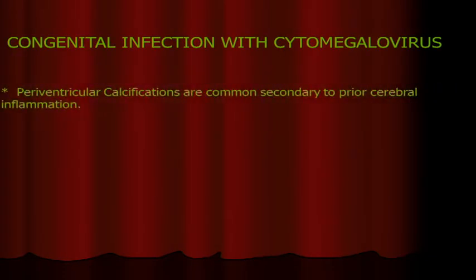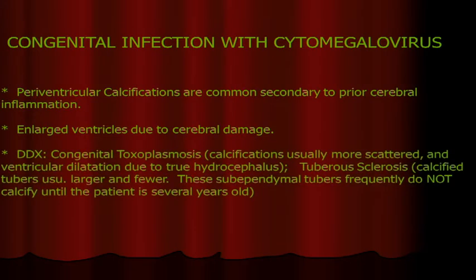CMV: periventricular calcifications are common secondary to prior cerebral inflammation. They get enlarged ventricles due to actual cerebral damage. And the differential is congenital toxo. These calcifications are usually more scattered, and ventricular dilatation in toxo is due to true hydrocephalus as opposed to cerebral damage. Tuberous sclerosis or calcified tumors are usually larger and fewer.